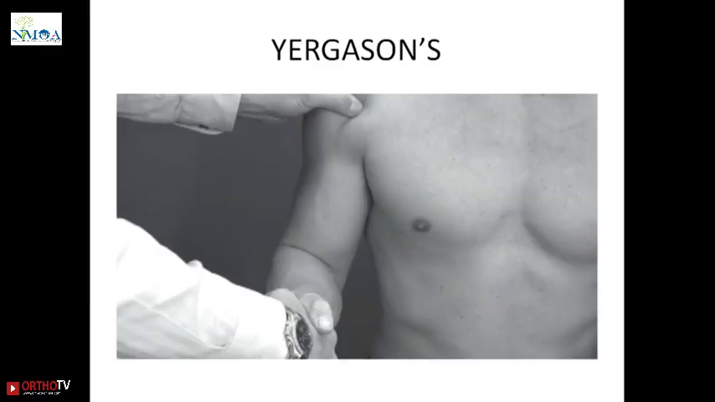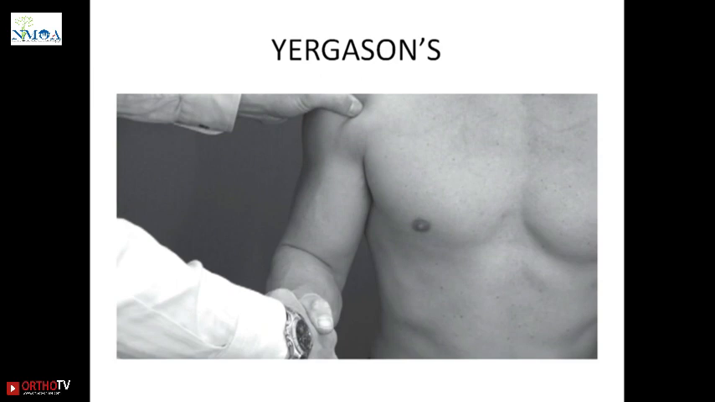Now the third test usually for subscapularis is what we call the bear hug test, in which the patient is made to touch the other shoulder and the examiner tries to lift up the hand from the shoulder, and a good amount of resistance will indicate that the subscapularis is intact. For biceps tendon pathology, there are 2 tests.